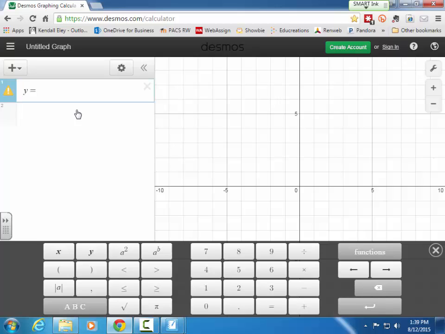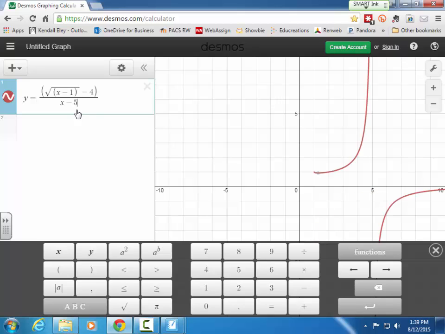And I am going to graph square root, what was it, x minus 1, minus 4. Yes. That's what I would do.